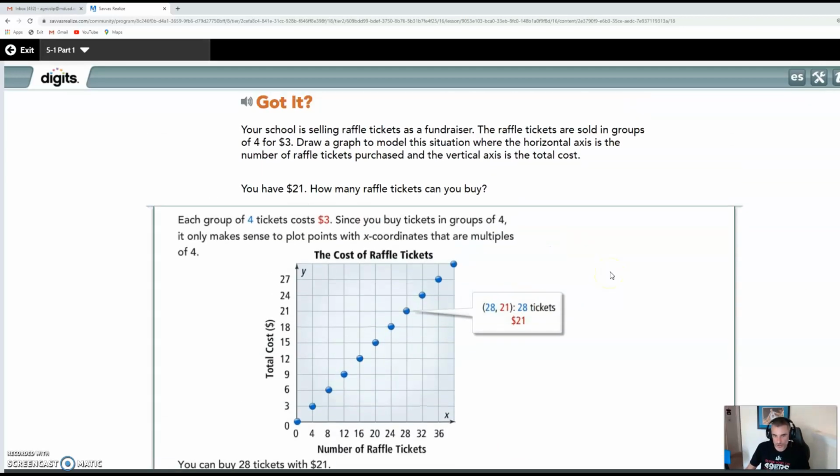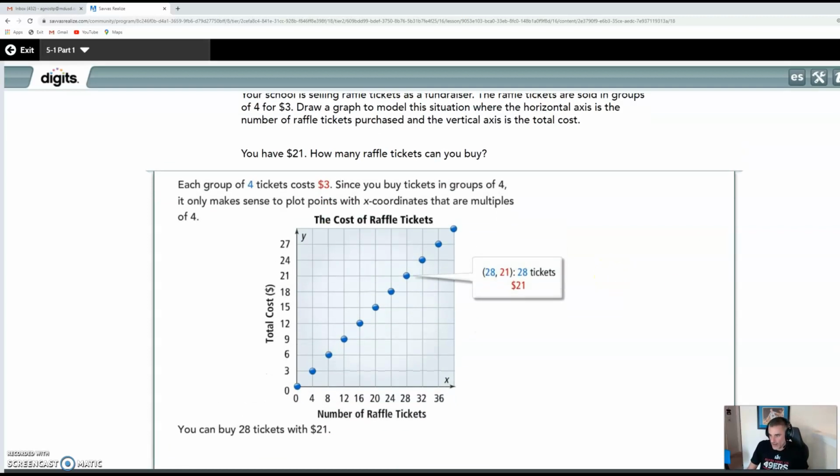The first piece of information that we have is that we can only buy tickets in groups of 4 for $3. Let's think about that for a second. I'm going to make a little table here. This is tickets, and this is money, and I can only buy them in groups.